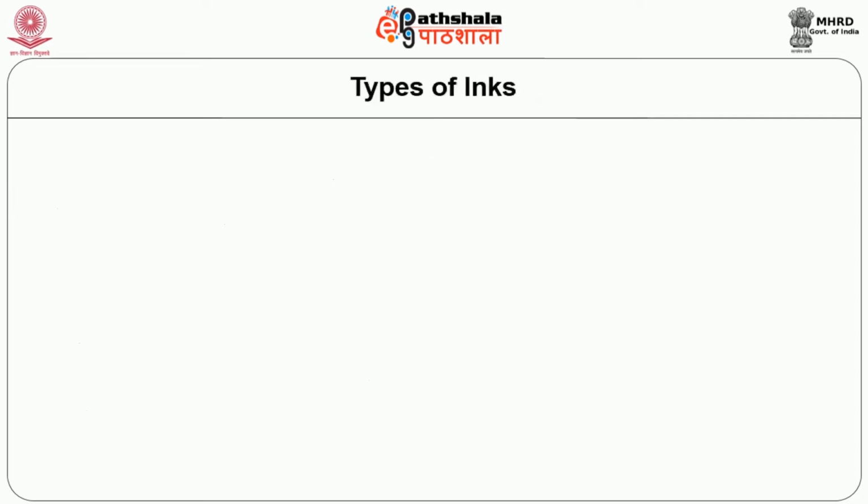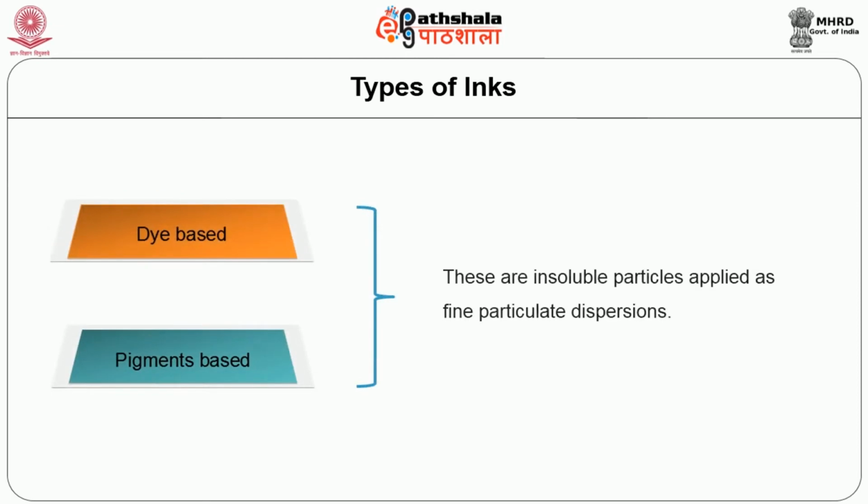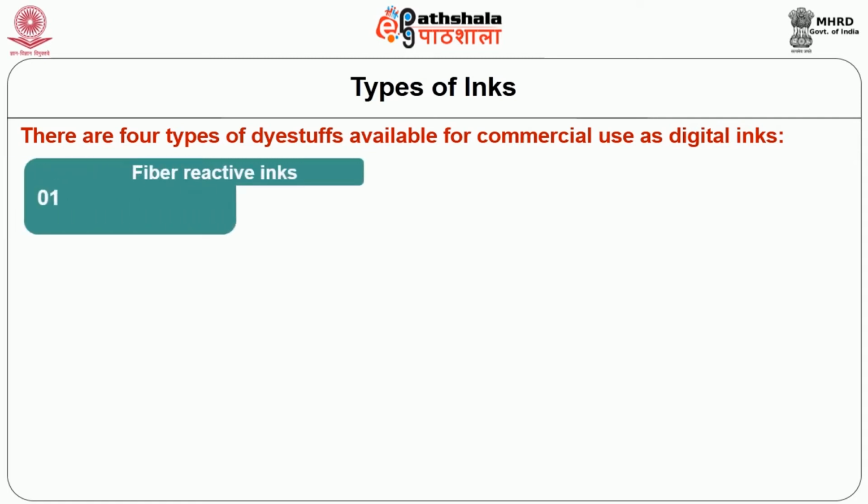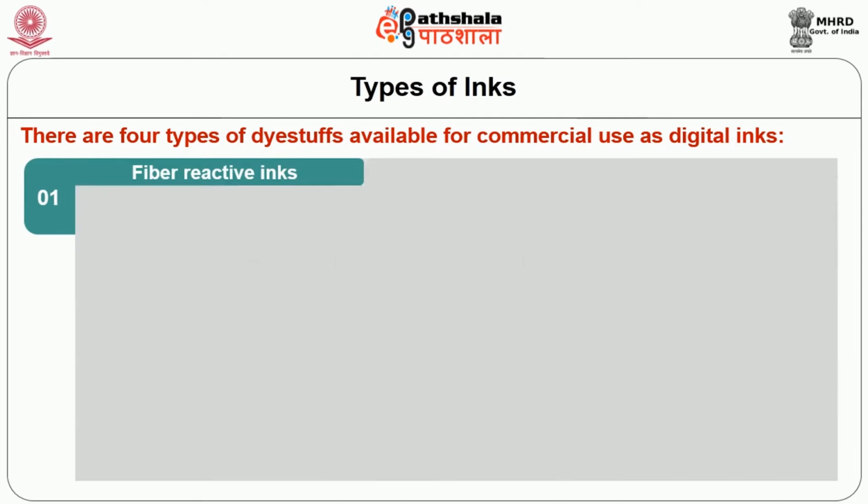The types of ink, they can be dye based and pigment based. The pigment based are insoluble particles applied as fine particulate dispersions. There are 4 types of dyestuffs available for commercial use as digital inks. The first one is fiber reactive inks. Cellulosics and protein fibers can be printed with fiber reactive inks.